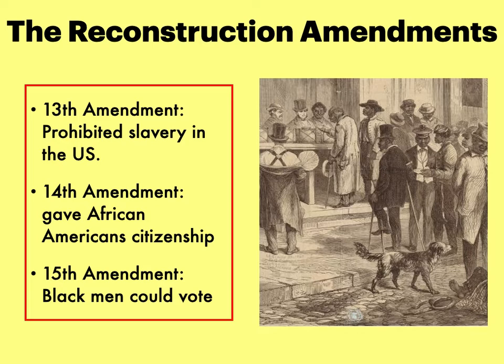First, we have the all-important 3 Reconstruction amendments to the Constitution. Our Constitution, which is so notoriously difficult to amend, was amended 3 times during Reconstruction. Evidence of both the determination and authority of the radical Republicans in Congress and the absence of Southern congressional opposition. First was the 13th Amendment. It prohibited slavery in the United States. Then the 14th Amendment, which gave African Americans citizenship. And 15th Amendment, black men could now vote.